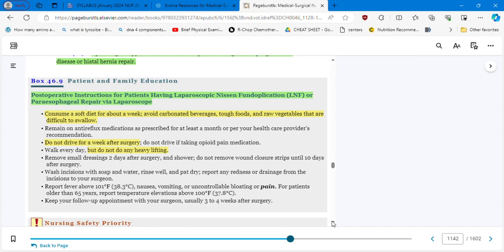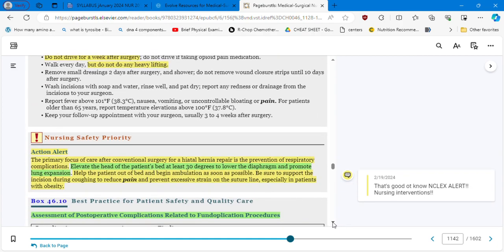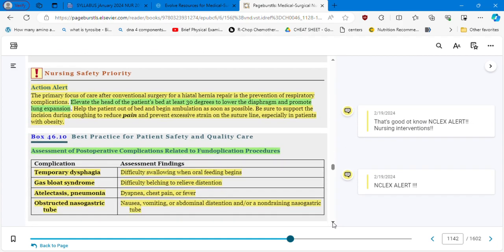Consume a soft diet for about a week. Avoid carbonated beverages, tough foods, and raw vegetables that are difficult to swallow. That's very important. Do not drive for a week after surgery, and, common sense, do not do any heavy lifting, right? So, nursing safety priority, that's good to know.